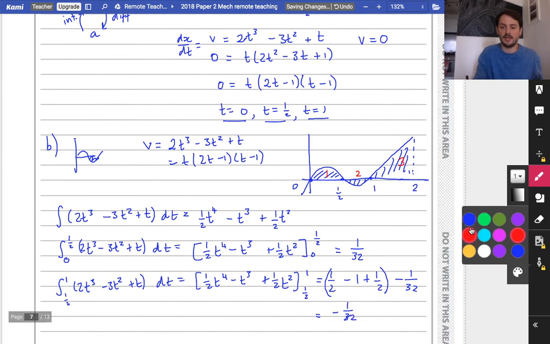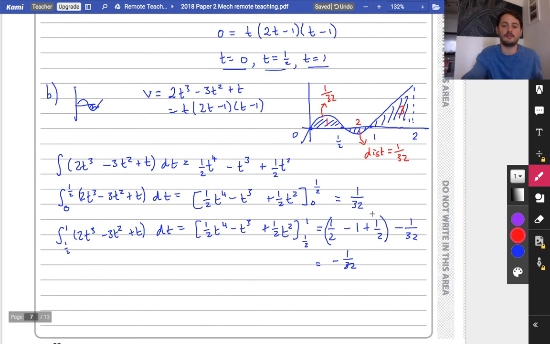So actually, the distance of this bit is 1 over 32. And we've worked out that the distance of this bit is also 1 over 32. We have to ignore that negative bit because it's below the axis, and we actually want the distance that it's travelled. This looks like a lot of work, but it isn't really. It's just a lot of writing out.